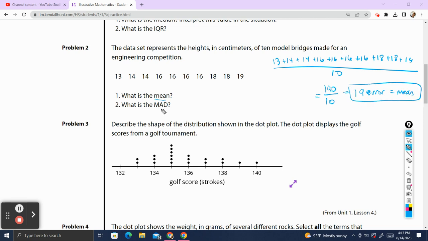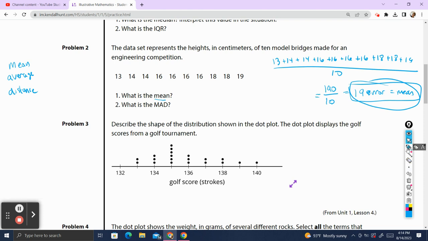Now over here, we're asking for the MAD. The MAD means mean absolute deviation, or mean average distance. So we're going to have to calculate the average distance each of these data points is away from the mean. So our mean is 19, which does not make sense in this context. So we've got to pause and do some recalculation.